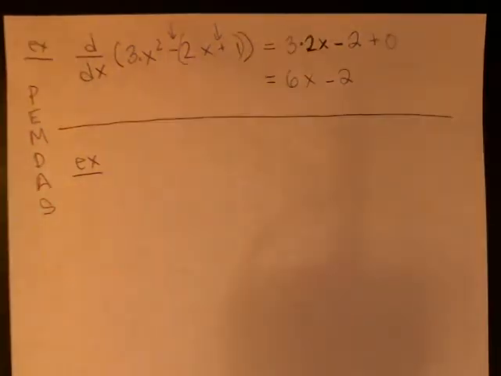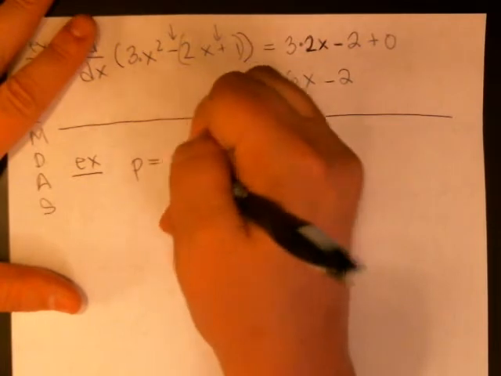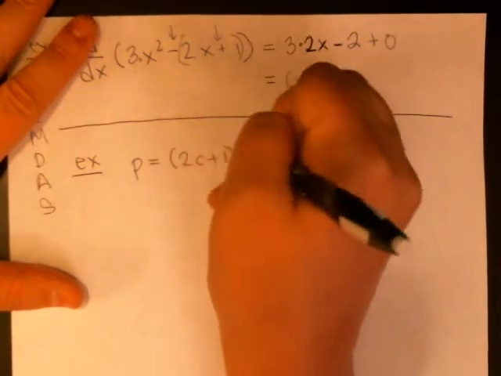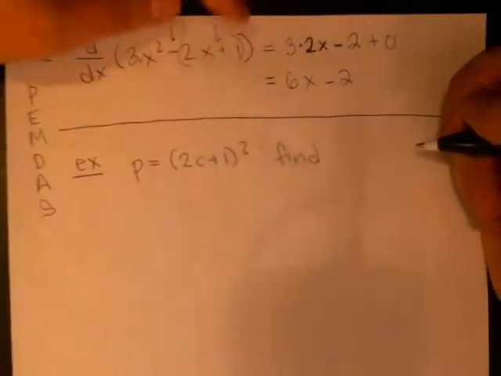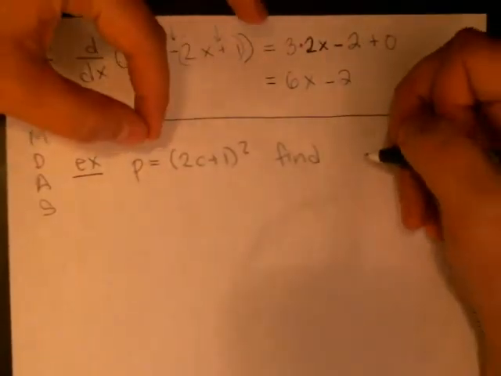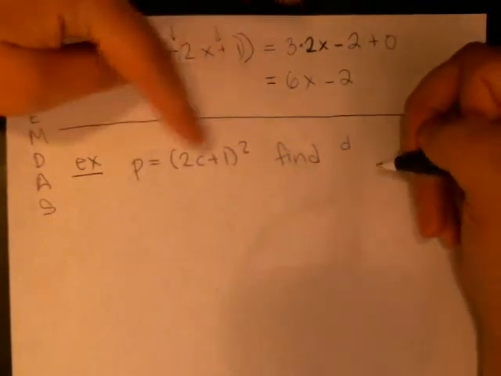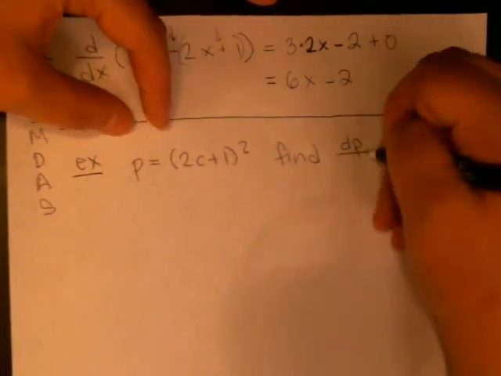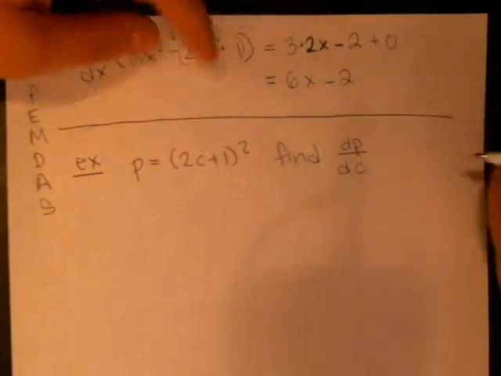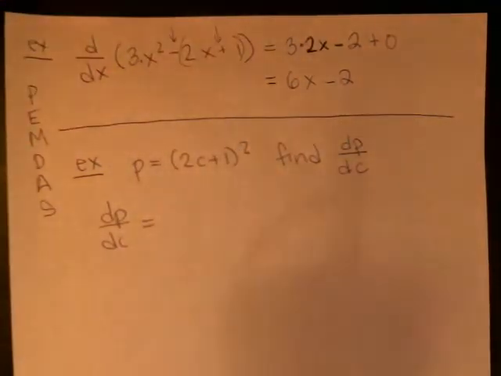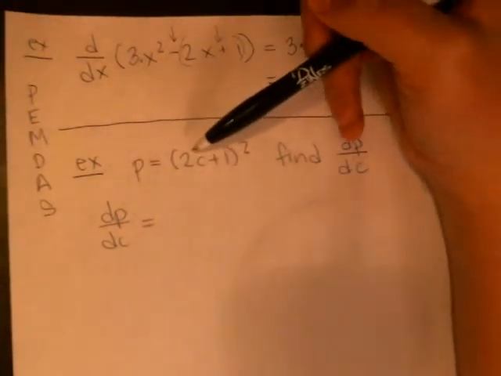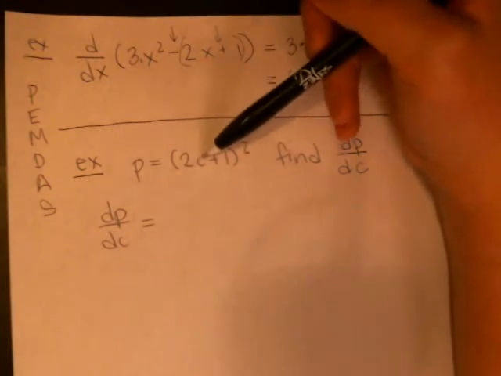Let's see, where's my list of items? Okay, so let's say p is equal to 2c plus 1 squared, and I want to find the derivative of this thing. This is a good time to think about this. This is p as a function of c, so it would be the derivative of function p with respect to variable c. Okay, so dp dc. This is actually a little bit tricky because if I ask myself what's the big operation, I have to do the stuff inside parentheses first.